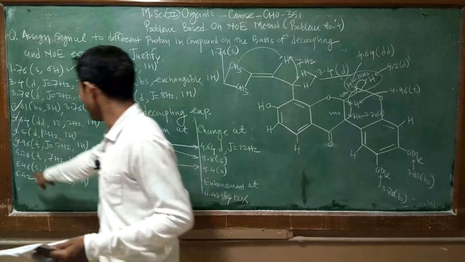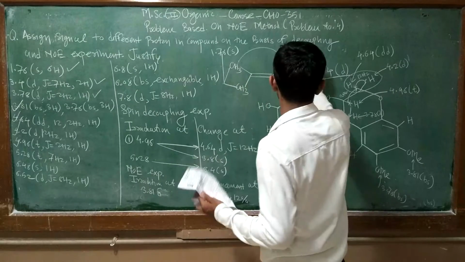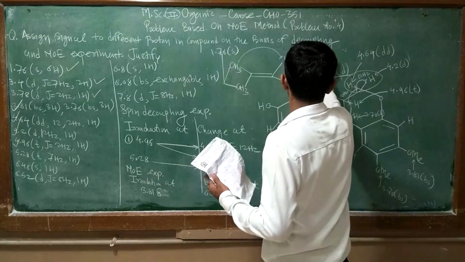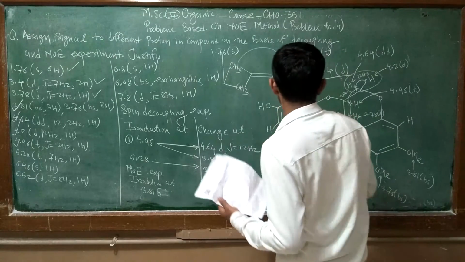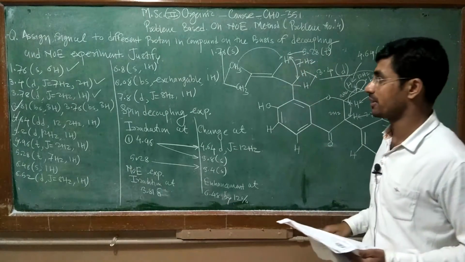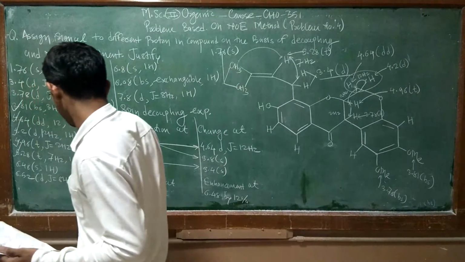Then 5.28 triplet 7 hertz for one proton, particularly this proton. Which proton? That is the alkene proton. So this has the value 5.28 triplet, because it is coupled with these two protons, so a triplet signal with allylic coupling. So in this way we can assign this signal.